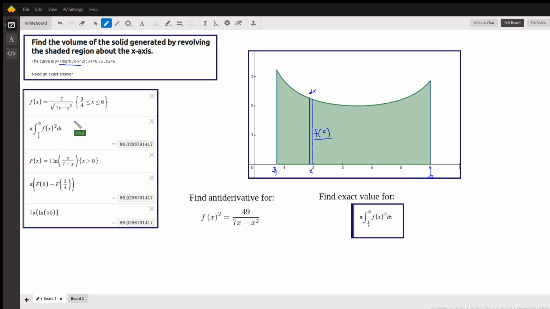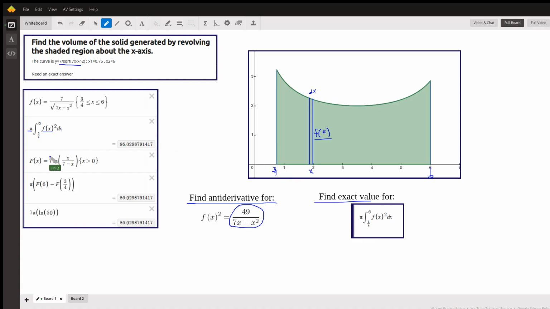So the volume of a disk is pi times the radius squared. That's where this comes in right here. So f of x squared is actually 49 over 7x minus x squared. The question is, how do we find an antiderivative for this? And once we found that antiderivative, how do we find an exact value for this definite integral?